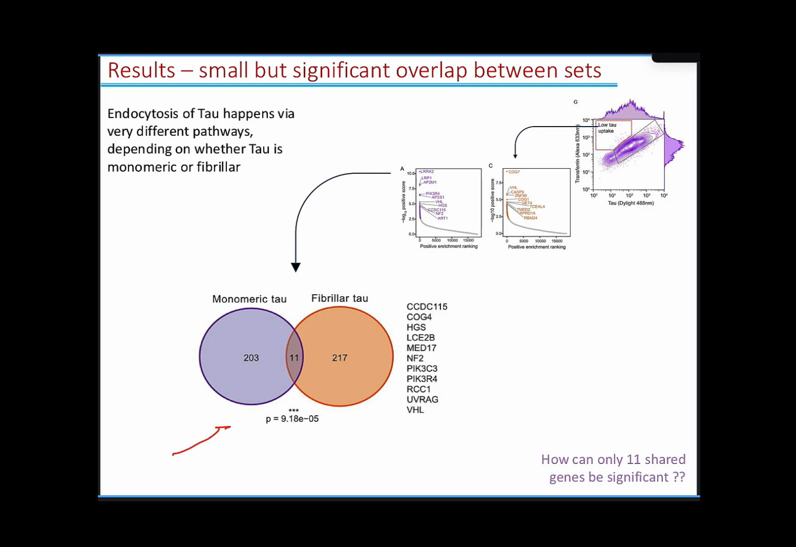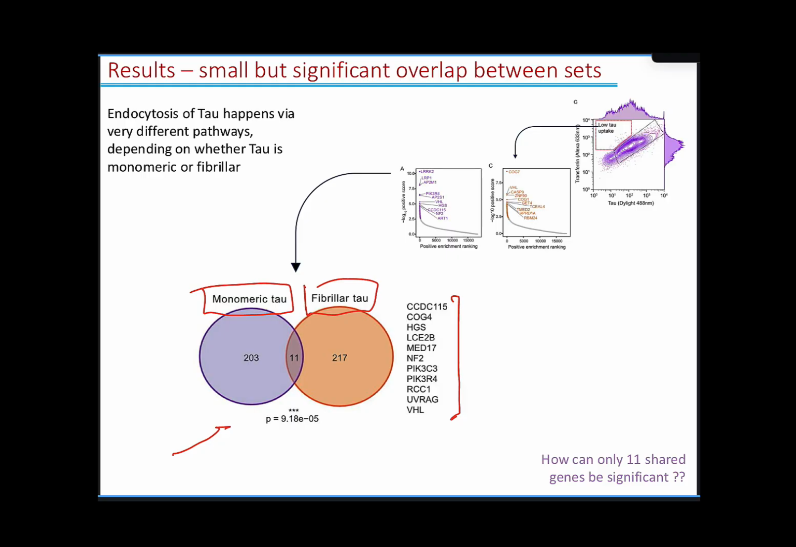So the ones on the left are the ones that are important for monomeric tau uptake. Ones on the right, fibrillar tau uptake. Like I was saying before, it's 214 for monomeric, and 228 for fibrillar. Only 11 of them overlap between the two sets. And those are the 11 listed here. Only those 11 genes showed up in both sets.